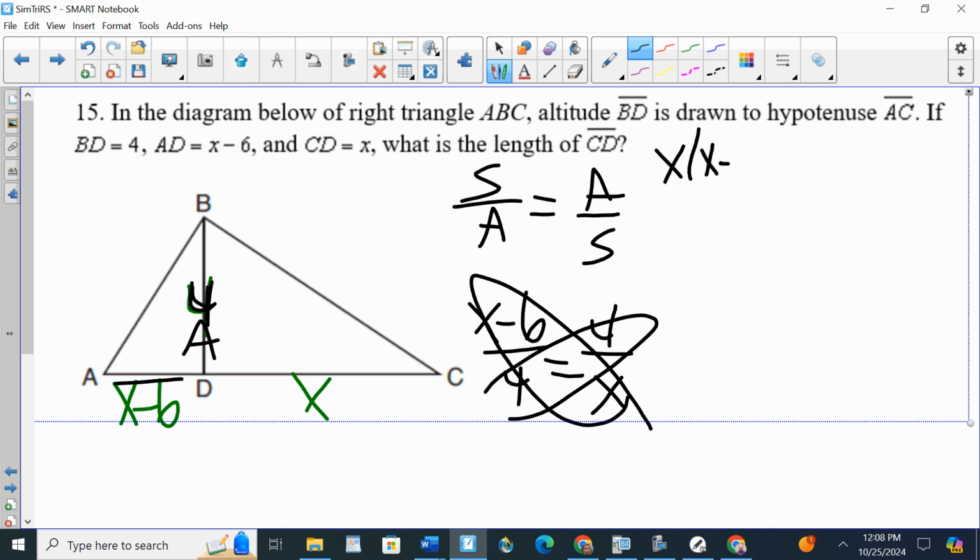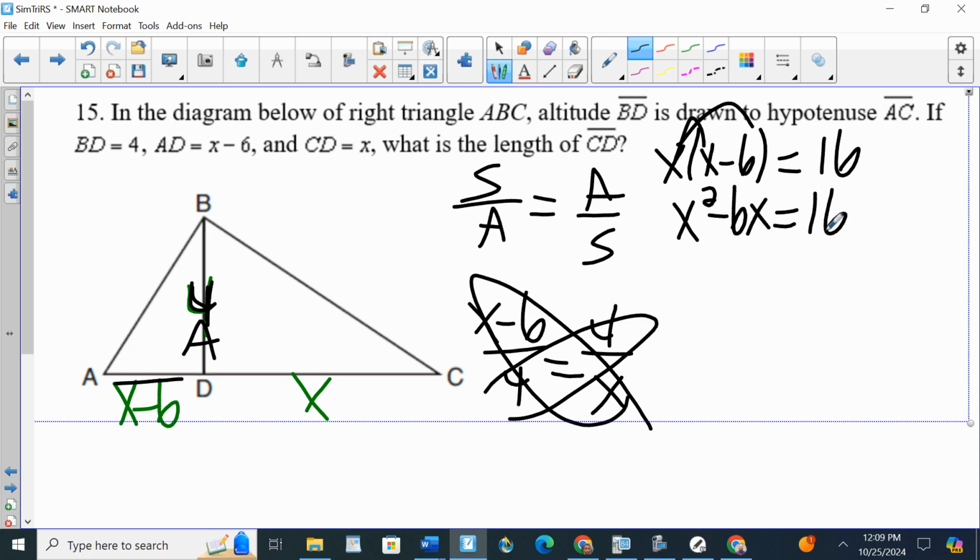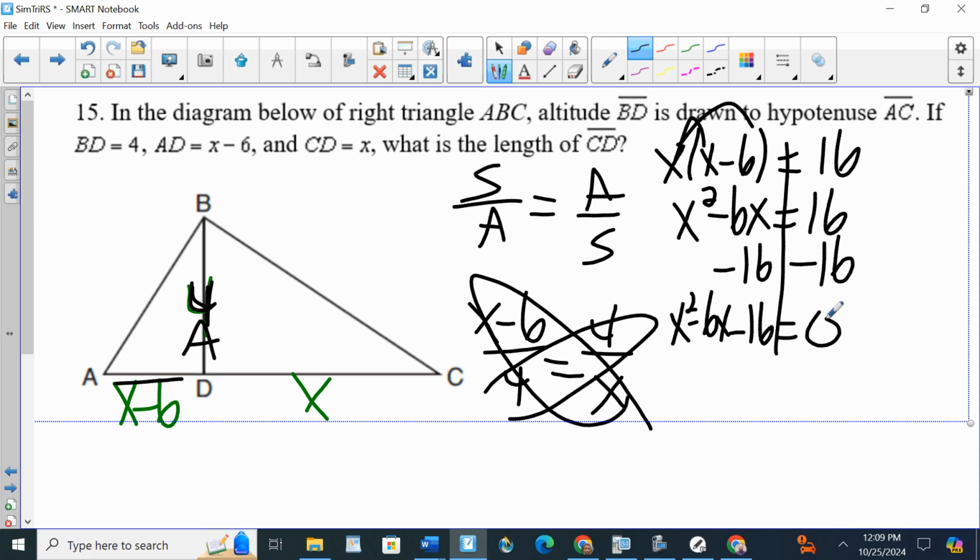X times X minus 6 equals 4 times 4, which is 16. Distribute: X squared minus 6X equals 16. Mr. X squared, he wants to party. All of his friends have to come over. X squared minus 6X minus 16 equals 0. Party time! Bubbles! We factor the trinomial.